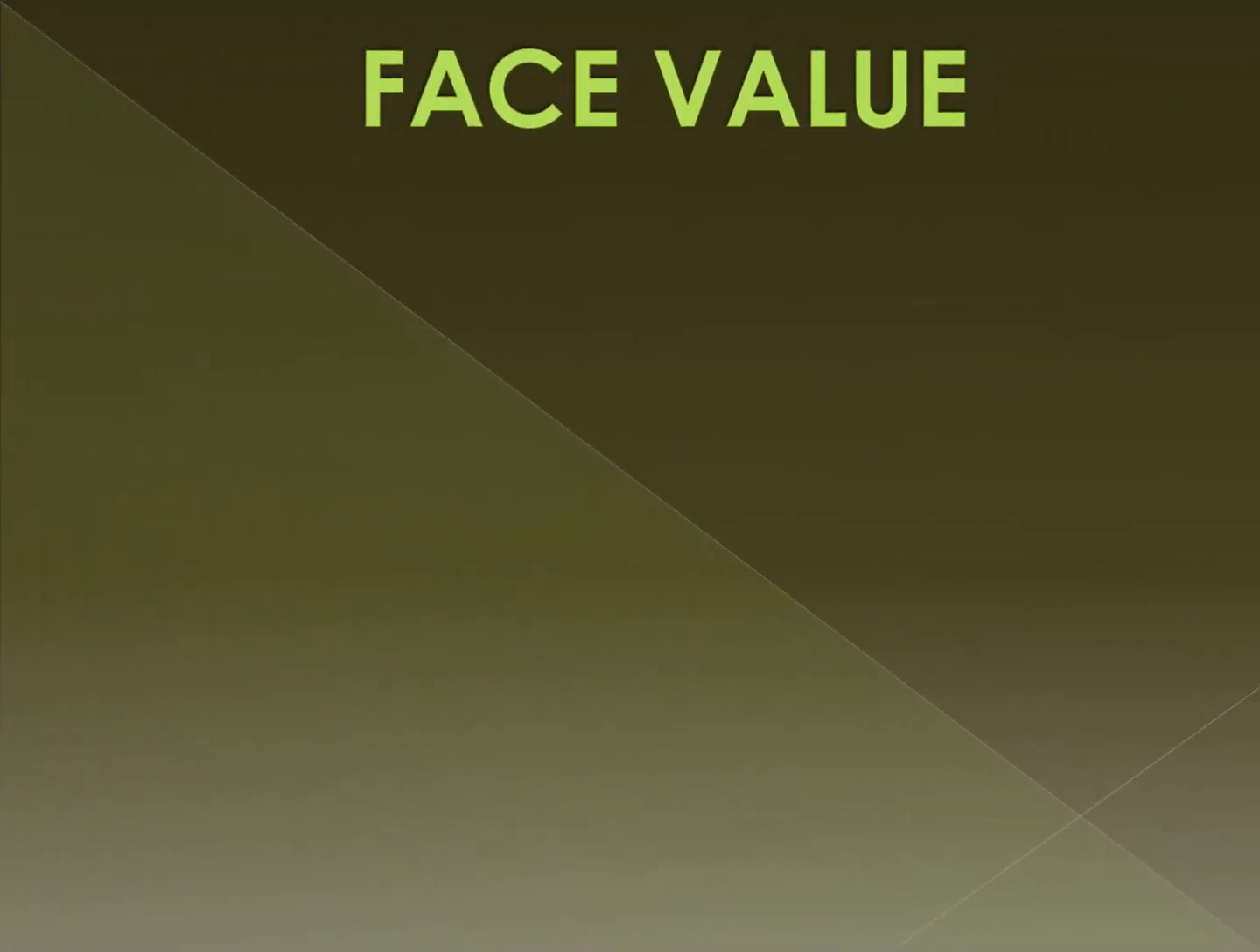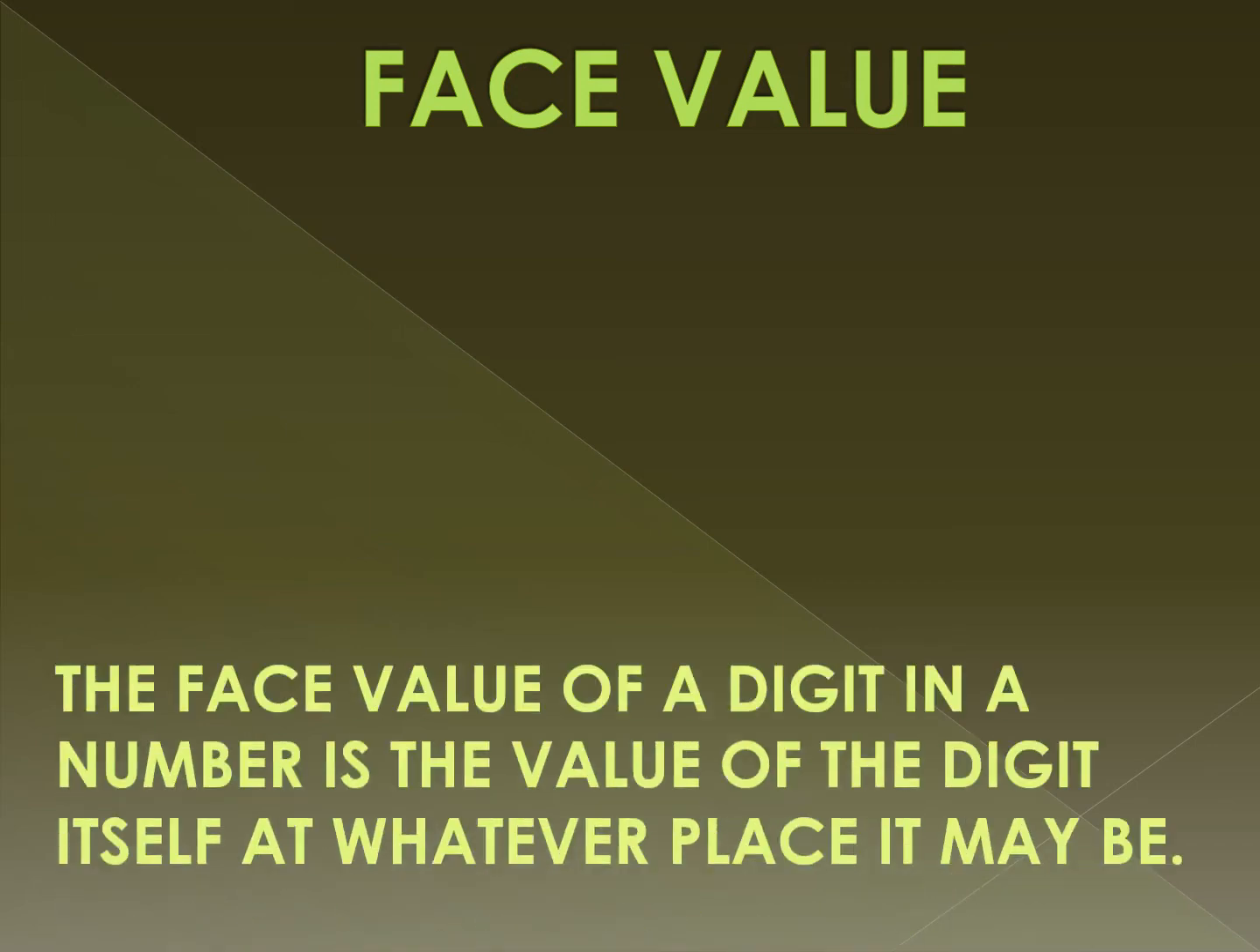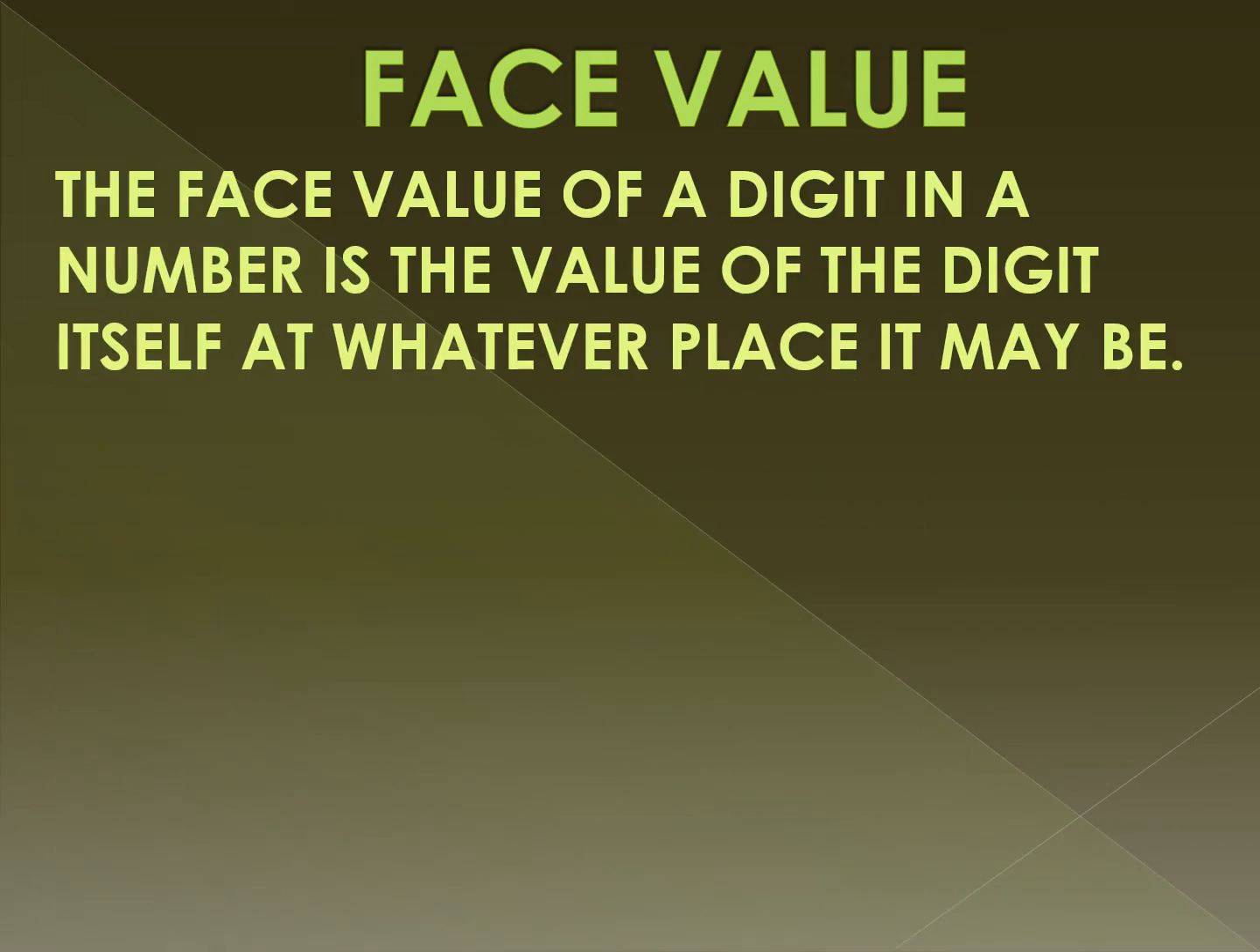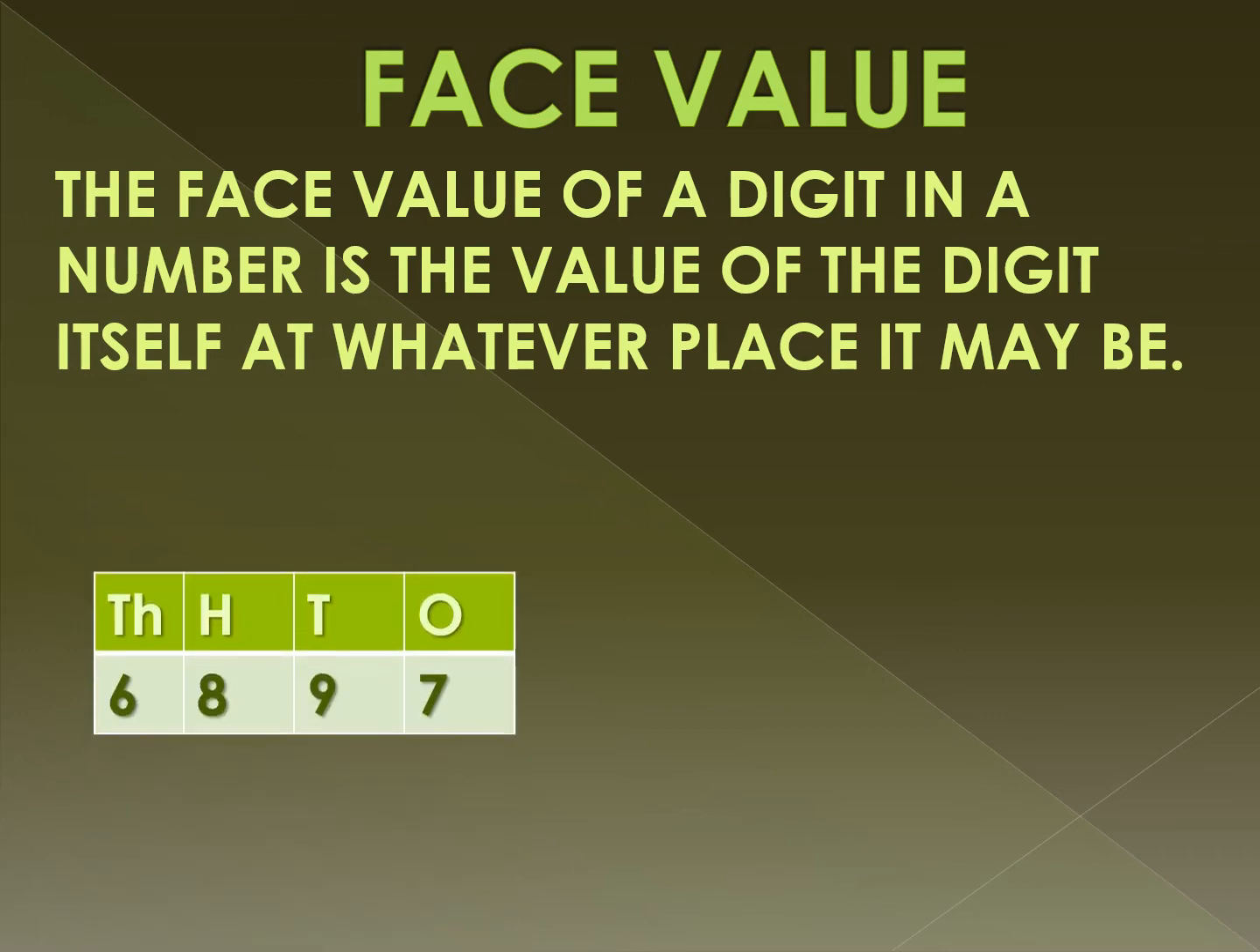Now let's understand what we mean by face value. The face value of a digit in a number is the value of the digit itself at whatever place it may be. So, what this means is that the number may be in the ones place, the tens place, the hundreds place, or the thousands place. Irrespective of whichever place it is in, the face value of a digit is simply the value of the digit itself. To understand this better, let's take an example.